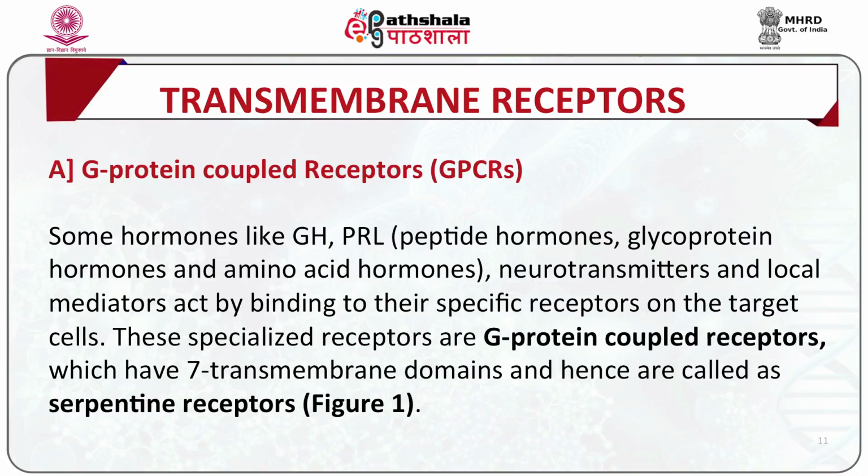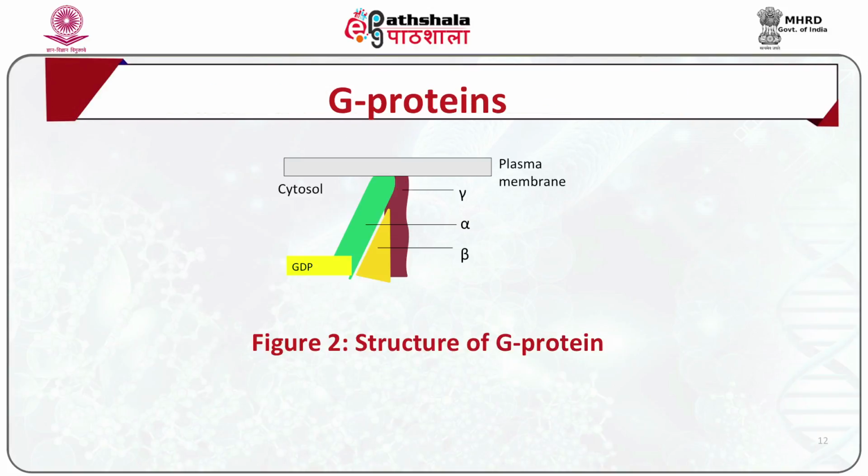For example, adrenaline can activate at least 9 different G protein linked receptors. Acetylcholine can activate more than 5 different receptors, while serotonin can activate at least 15 different G protein coupled receptors. The G protein receptors are a single chain of polypeptide which crosses the lipid bilayer 7 times and forms 7 transmembrane domains. Hence, G protein coupled receptors are also called serpentine receptors.